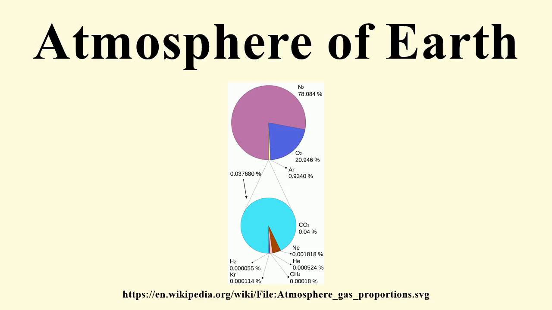Several layers can be distinguished in the atmosphere, based on characteristics such as temperature and composition. The study of Earth's atmosphere and its processes is called atmospheric science. Early pioneers in the field include Léon Teisserenc de Bort and Richard Assmann.